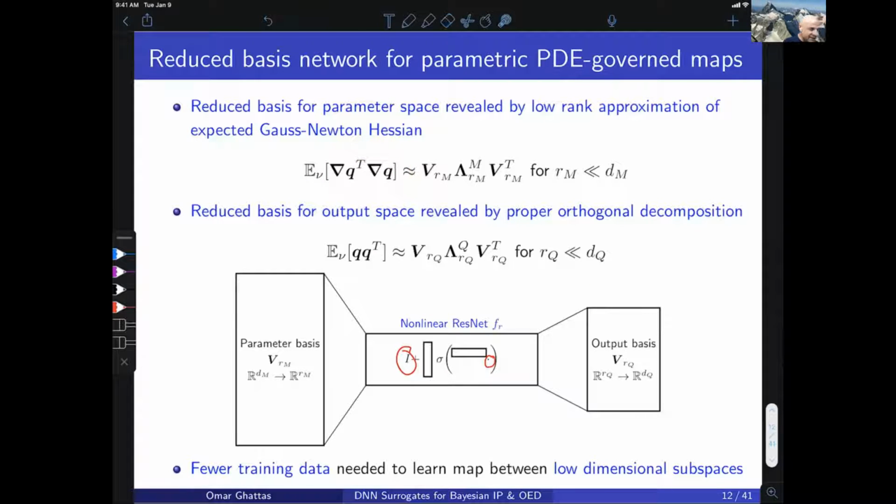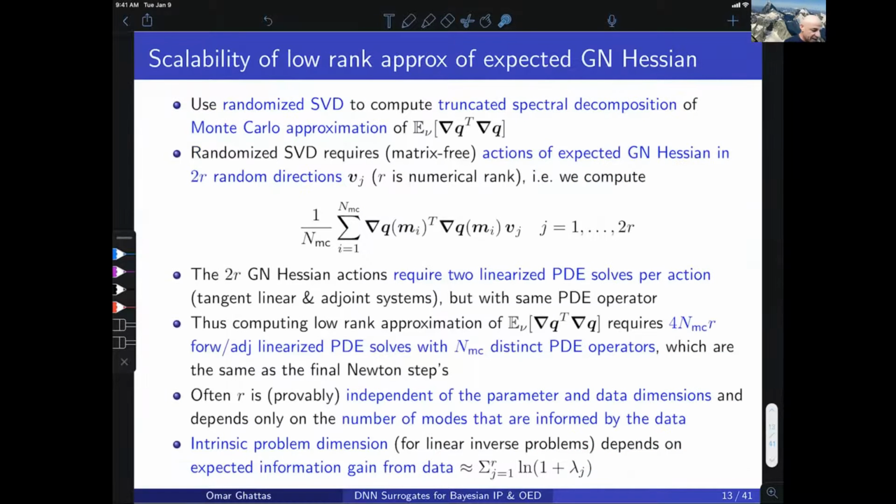But the idea is very simply, I'll just say it in one slide. We're going to do Monte Carlo approximation of this expectation, and then we'll use a matrix-free method, in particular randomized SVD, to construct the low rank approximation, the truncated spectral decomposition. It has this nice property that you only have to form the actions of the Gauss-Newton Hessian in random directions. So this is a linearized forward solve, with a Jacobian acting on the random direction.